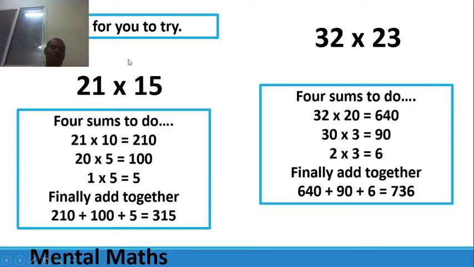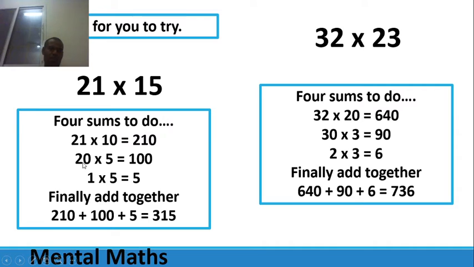Now also you will try to do the following: 21 multiplied by 15. Look here, double 15 is 30, and half of 21 is 10.5. You can find the product when you multiply 10.5 by 30, you will get 315. Or just make 21 multiplied by 10.